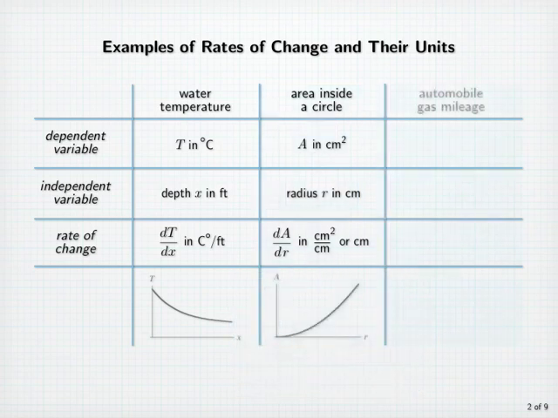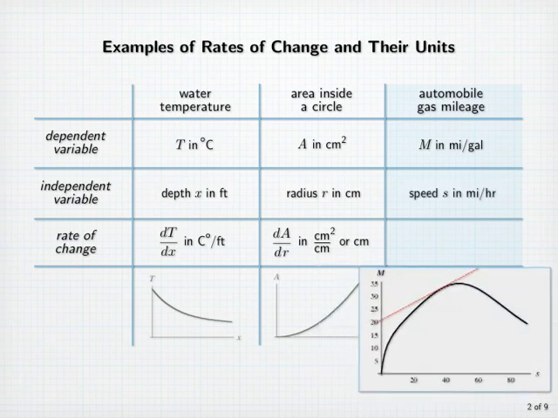Now let's think about automobile gas mileage. Let's let capital M denote mileage in miles per gallon. That's our dependent variable. We may be interested in the relationship between mileage and cruising speed S in miles per hour. M might have a graph that looks something like this. Notice we get better mileage as speed increases up to a point, and beyond that point, mileage starts to decrease.